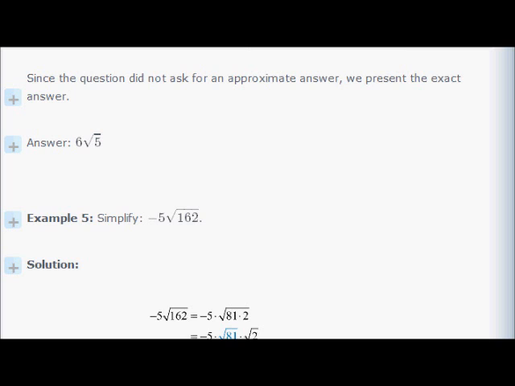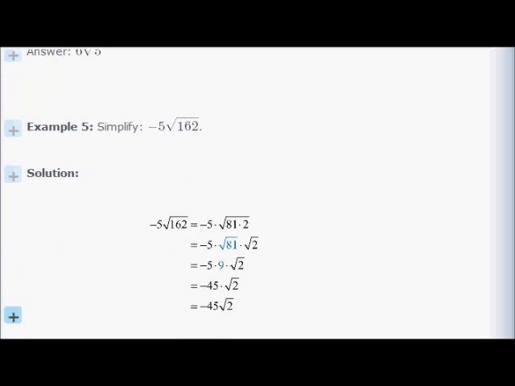Now let's simplify negative 5 times root 162. Again, I want to pull out some primes if I can from the 162. Notice it's 81 times 2, and 81 times 2 is 9 times 9 times 2. And I'm not going to break down the 9 times 9 times 2 into 3 times 3 times 3 times 3 times 2, because the 9 times 9 is enough to tell us that 81 is a perfect square. So let's just break this down into negative 5 times root 81 times root 2, which is negative 5 times 9 times root 2, which is negative 45 root 2. And that's our answer.